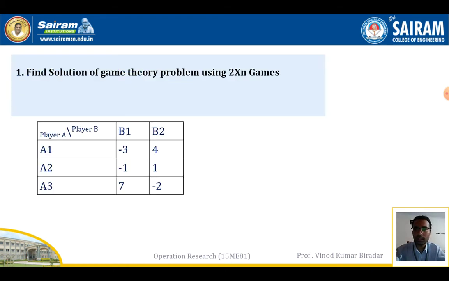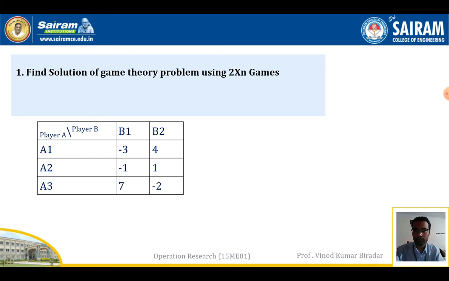So here the question is given. Find the solution of the game theory problem using a 2 into n matrix. Here two rows will be there and n number of columns will be there. So it is player A and player B. Here they have given a1, a2, a3 for player A and only b1, b2 for player B. The values given are minus 3, minus 1, 7, 4, 1, minus 2.